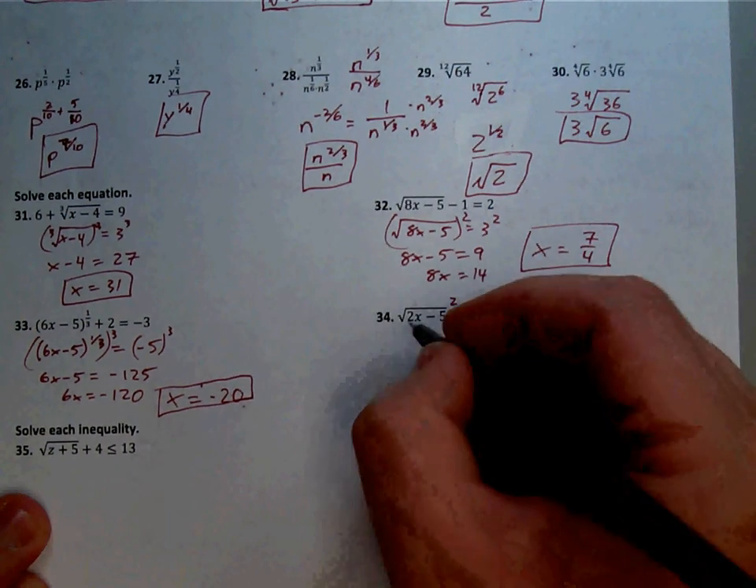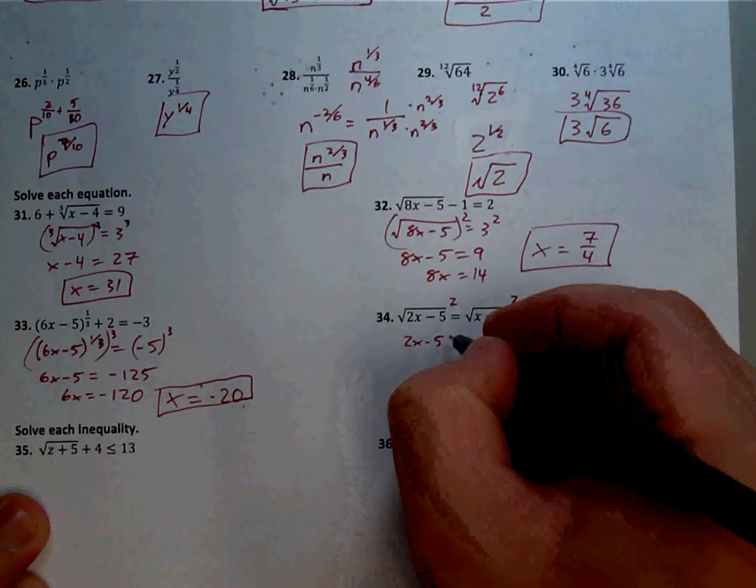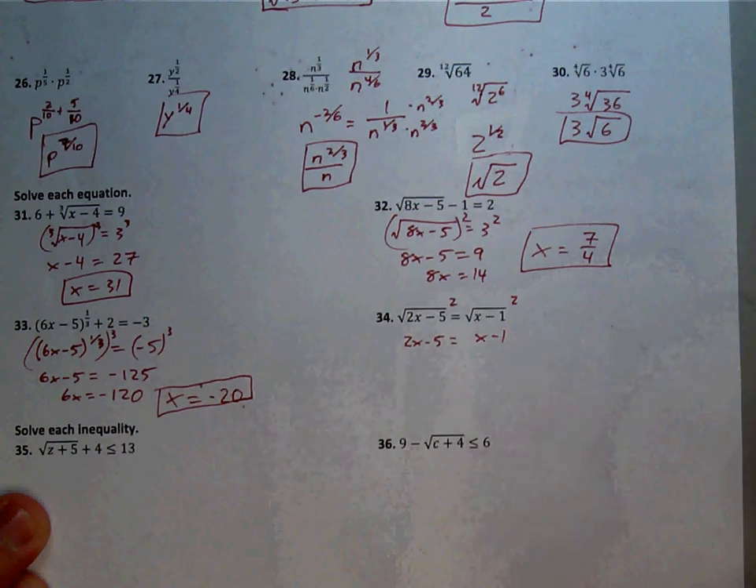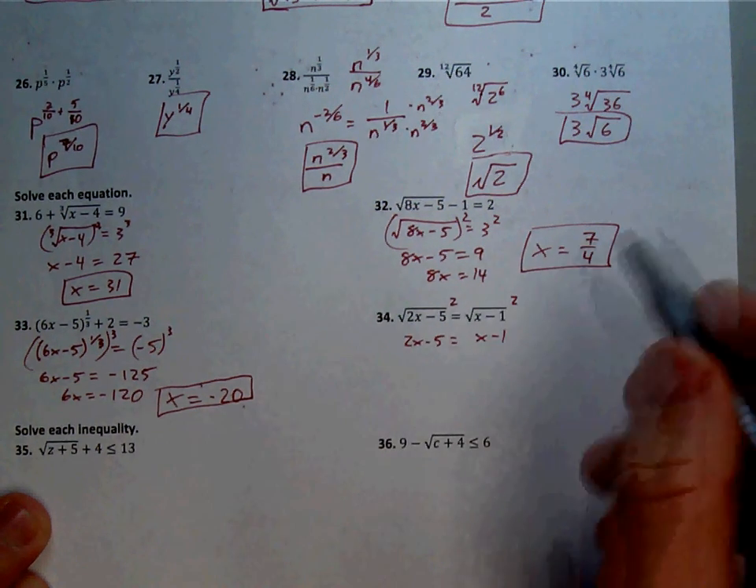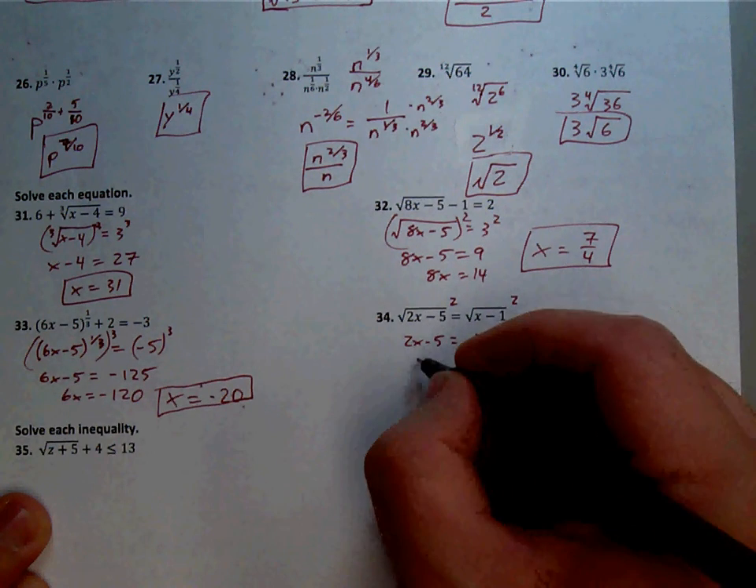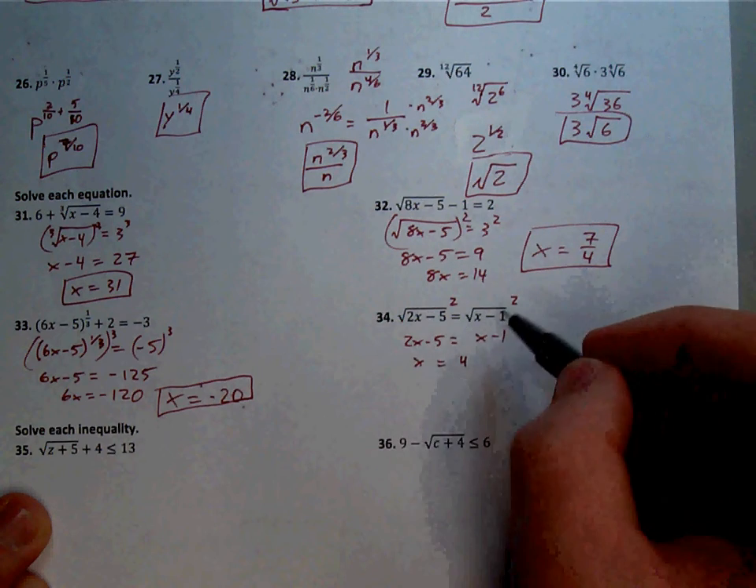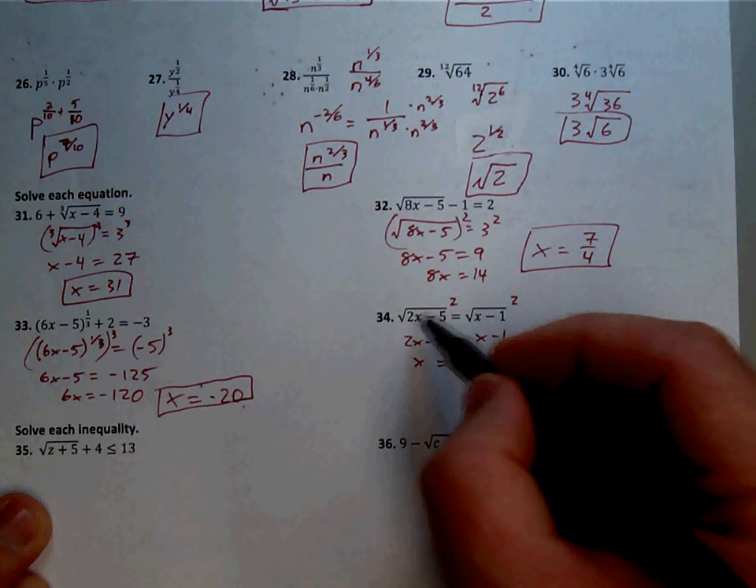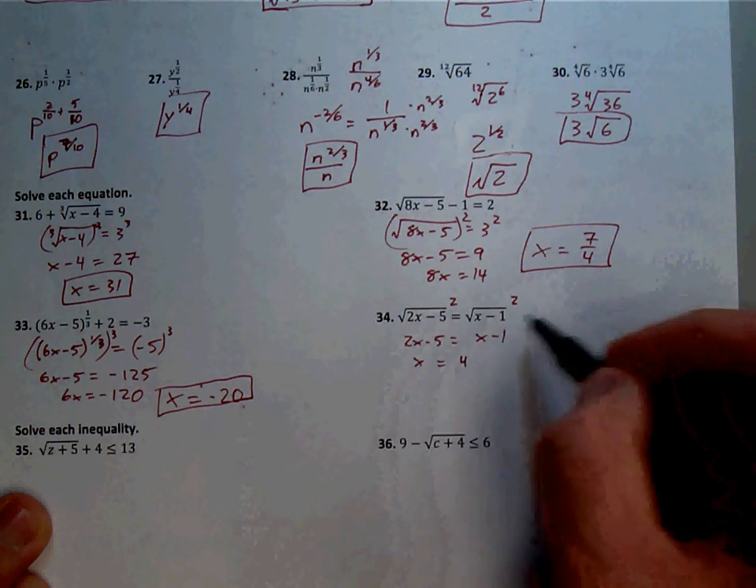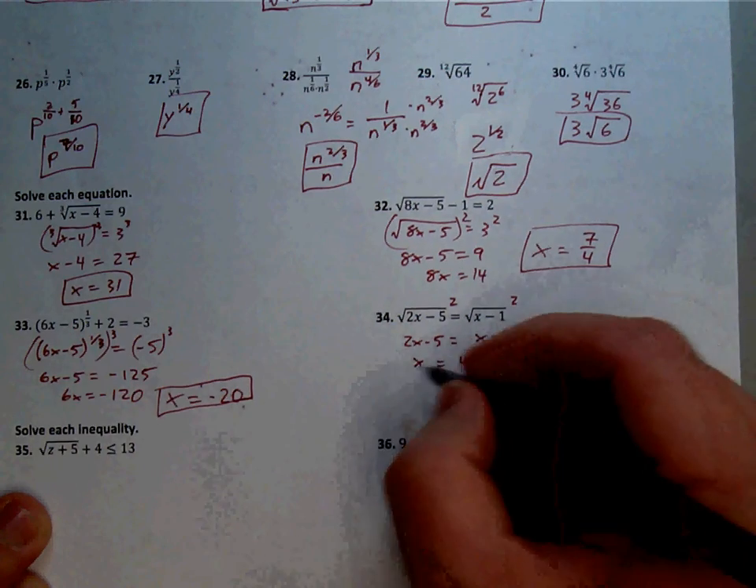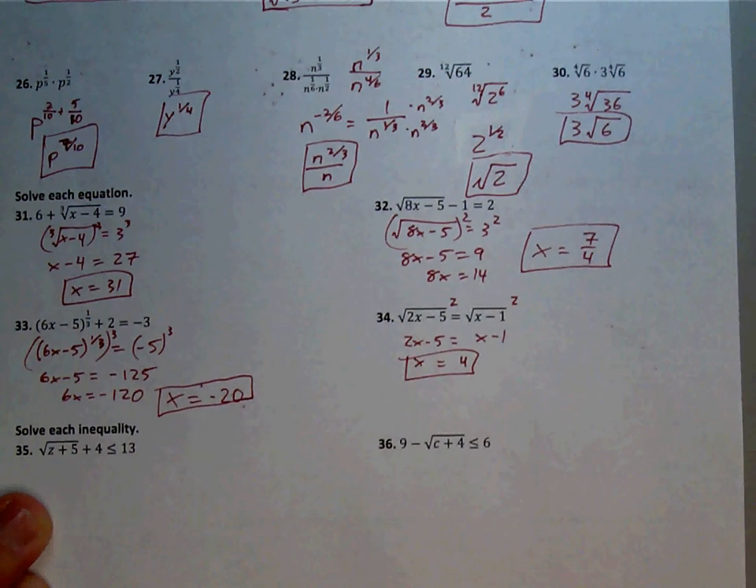Okay, I'm going to square both sides. 2x minus 5 equals x minus 1. So I got rid of both square roots at the same time, which is nice. Subtract x, add 5. I got 4. I better check my answer. 8 minus 5 is 3. That's the square root of 3. 4 minus 3 square root of 3 equals square root of 3. That would work, so there's no extraneous solution there.